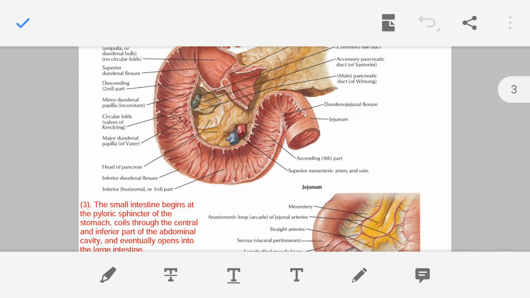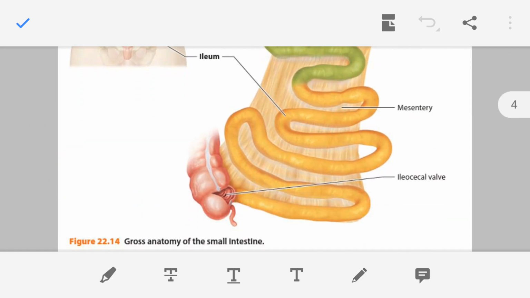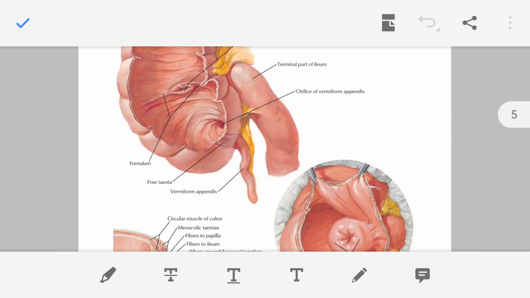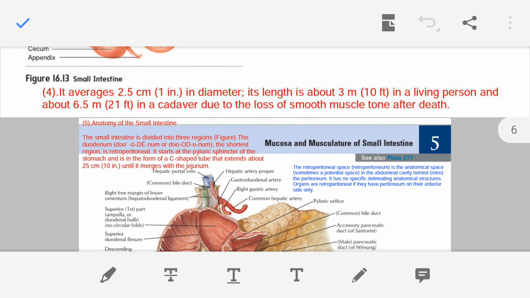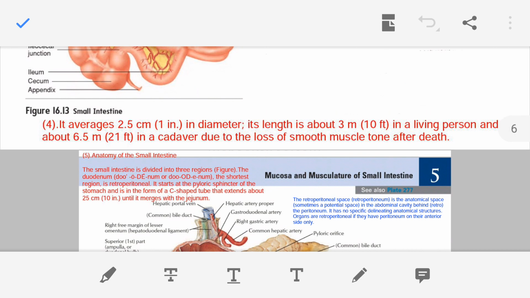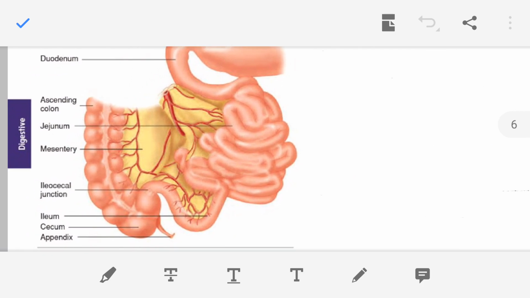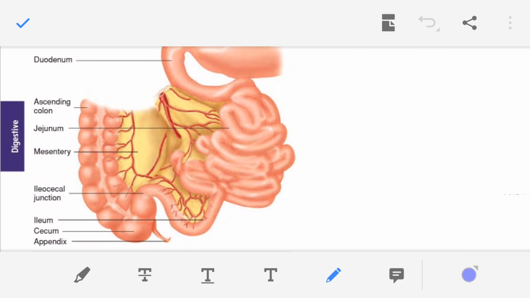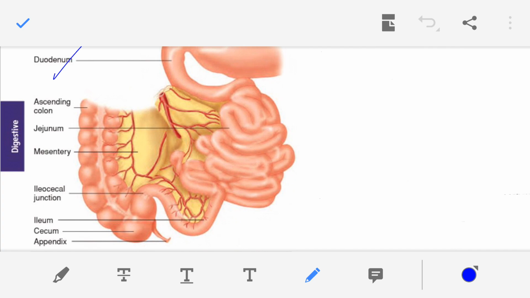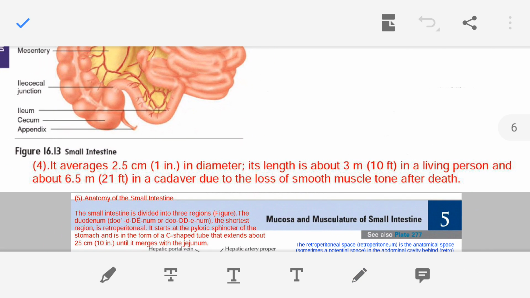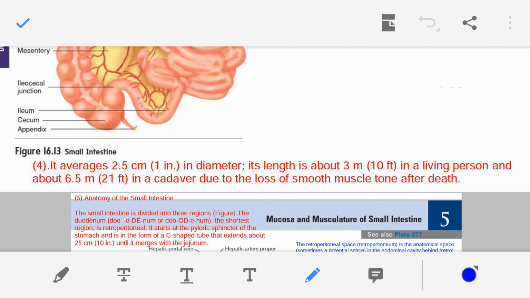Now moving on to the fourth point of our discussion, this is regarding the length of the small intestine and the diameter of the small intestine. So here in this figure as well, you can observe the same three parts, duodenum, jejunum, and the ileum, and the measurement of the small intestine.